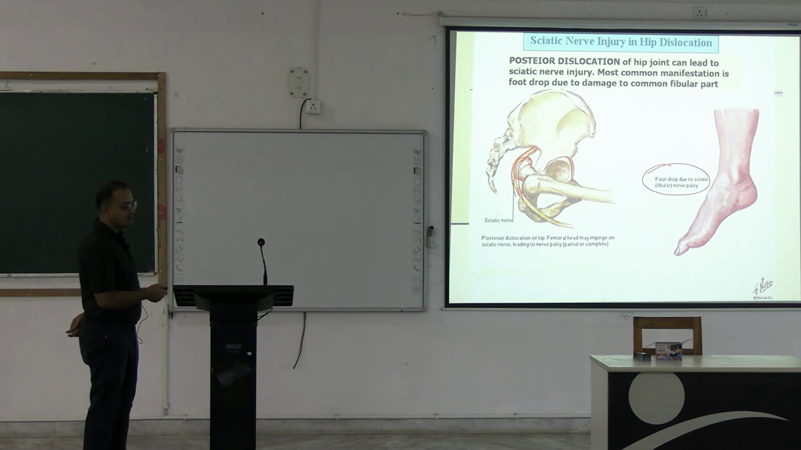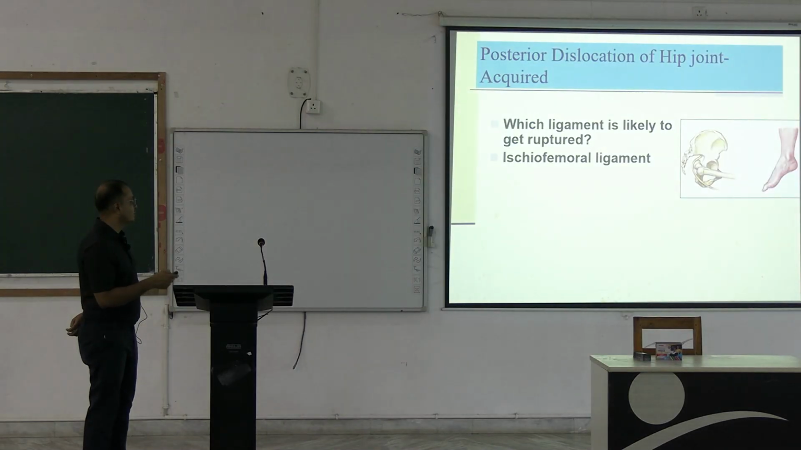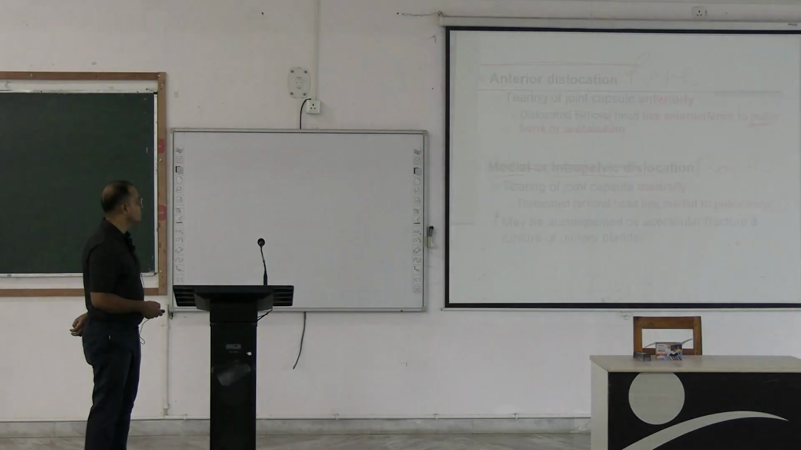If the sciatic nerve is compressed, it leads to paralysis of the muscles at the back of the thigh as well as the back of the leg, leading to foot drop, which is common in posterior dislocations of the hip joint. In posterior dislocation, the ischiofemoral ligament, which reinforces the joint by spiraling around, may be torn. So we have to reduce the dislocation and repair the ischiofemoral ligament.